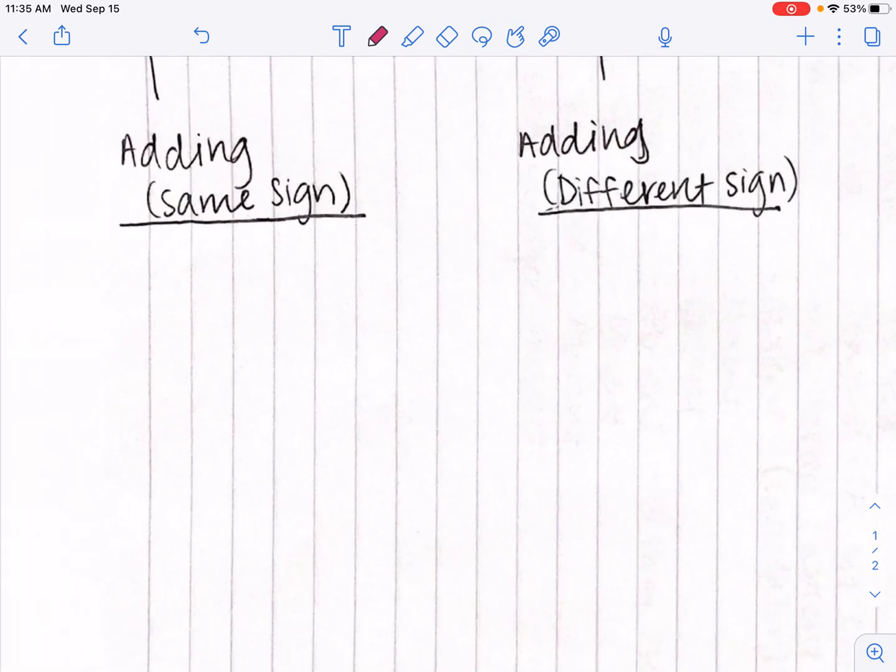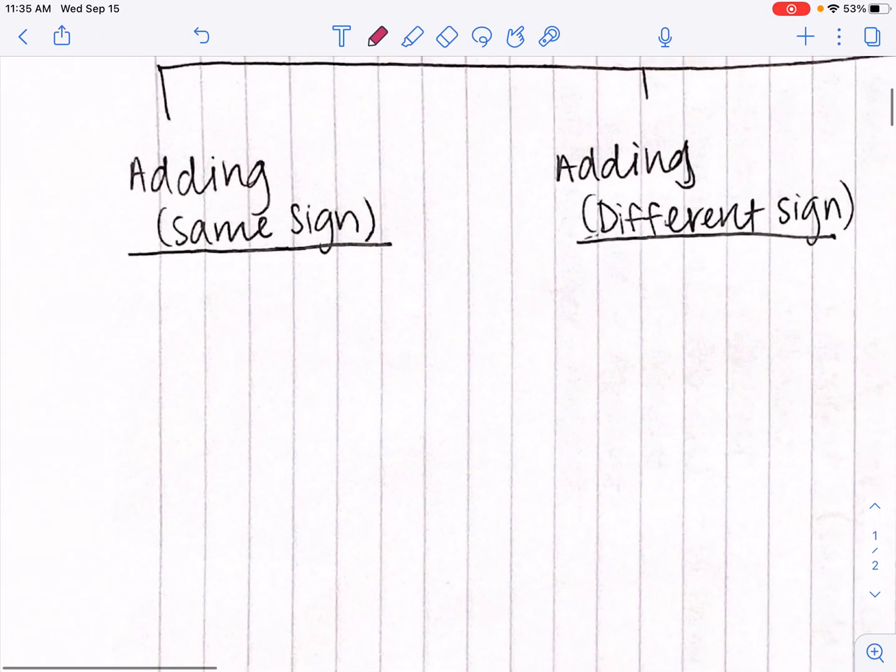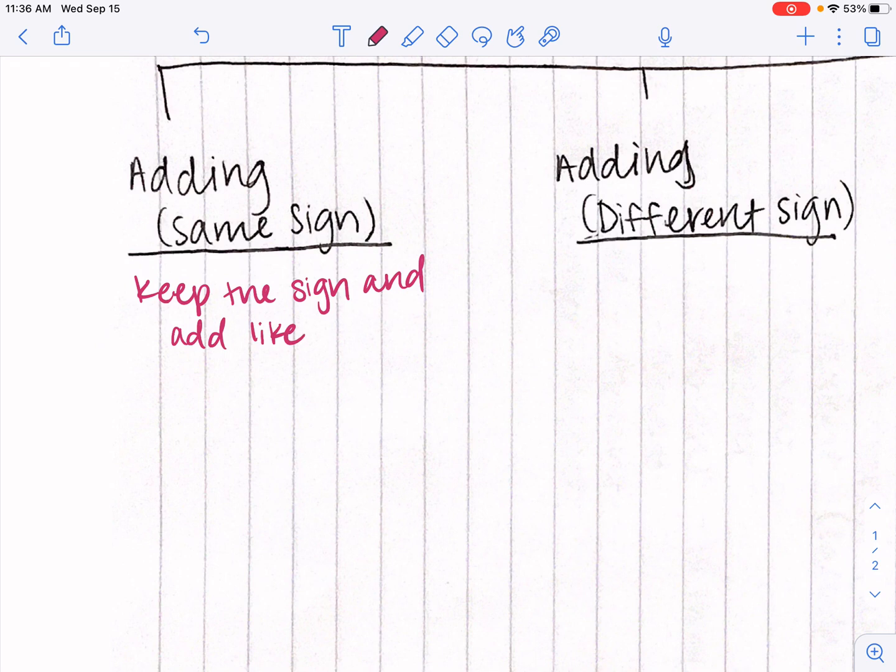Let's start with adding with the same sign. So if you have 2 numbers with the same sign, meaning they're both positive or they're both negative, the rule is we're going to keep the sign and add like normal. So if you want to draw a little box around that, something to remind you that that is the rule. That is the important part.